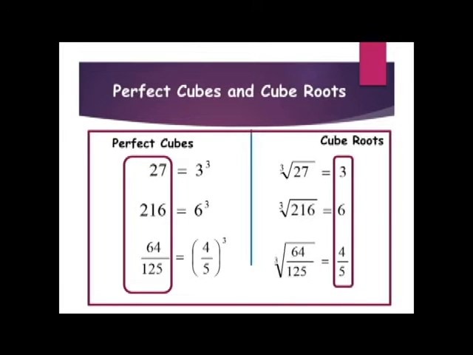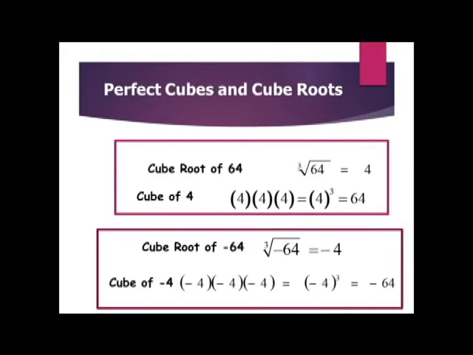Perfect cubes and cube roots. So 27 is a perfect cube, 216 is a perfect cube, 64 over 125 is also a perfect cube. And if you work out the cube roots, you get 3 for the cube root of 27, 6 for the cube root of 216, and 4/5 for the cube root of 64 over 125.